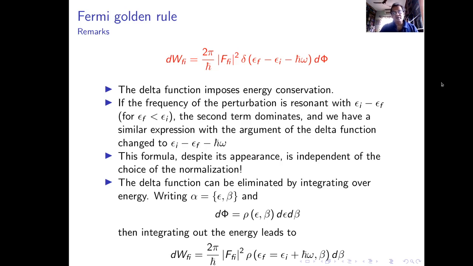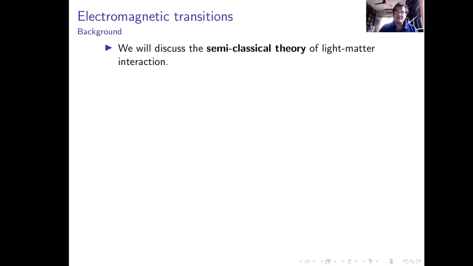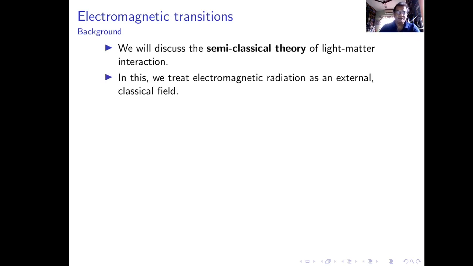Armed with the Fermi golden rule, what we will do in the next lecture is discuss the interaction of light with matter. In particular, we will be discussing the semi-classical theory of light-matter interaction. Now, what does the word semi-classical mean in this context? It simply means that we are going to treat the atoms or matter involved using quantum mechanics, but at the same time treat the light coming in as an external classical electromagnetic field. Now this means that we are not going to consider radiation as quantized, hence no photons.